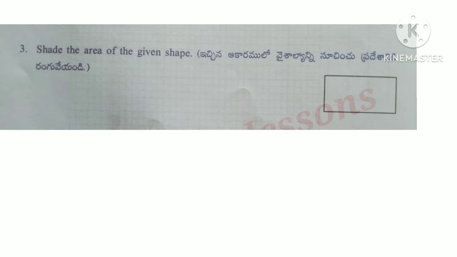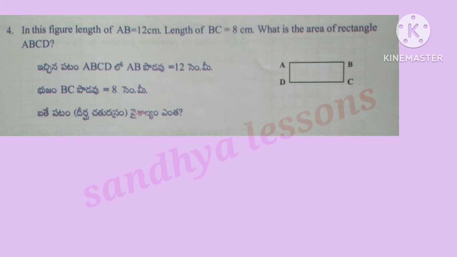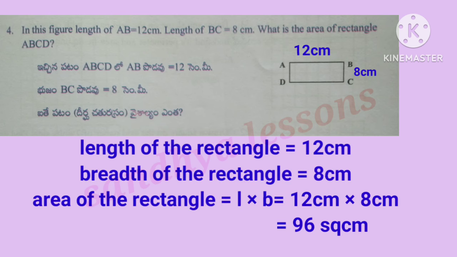Third problem, shade the area of the given shape. Fourth problem, in this figure, length of AB is equal to 12 cm, length of BC is equal to 8 cm. What is the area of the rectangle ABCD? Solution, length of the rectangle is equal to 12 cm. Breadth of the rectangle is equal to 8 cm. Therefore, area of the rectangle is equal to length into breadth, that is equal to 12 cm into 8 cm, that is equal to 96 square cm. Therefore, area of the rectangle is equal to 96 square cm.